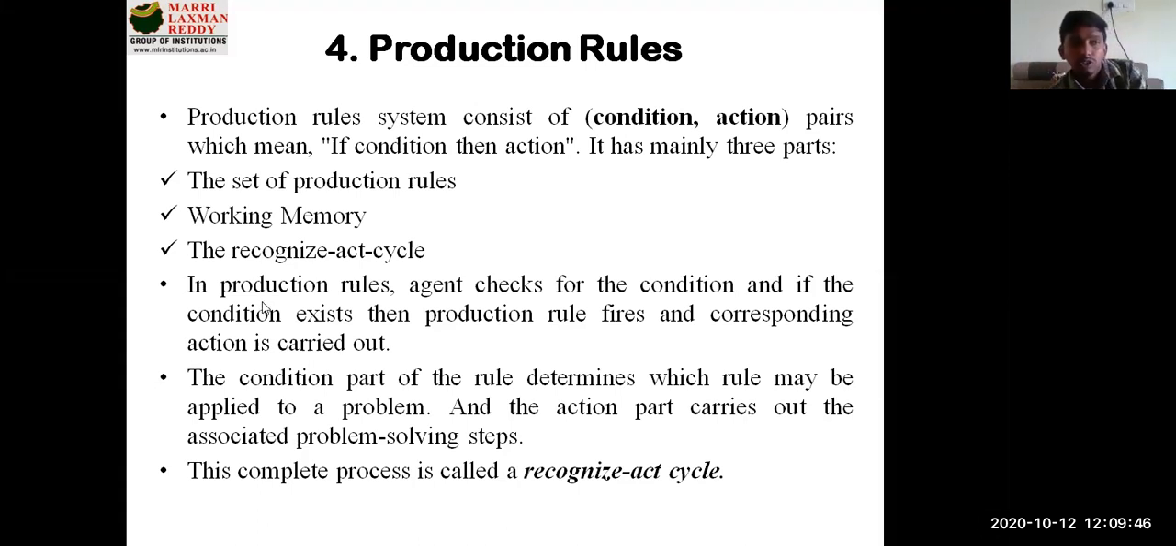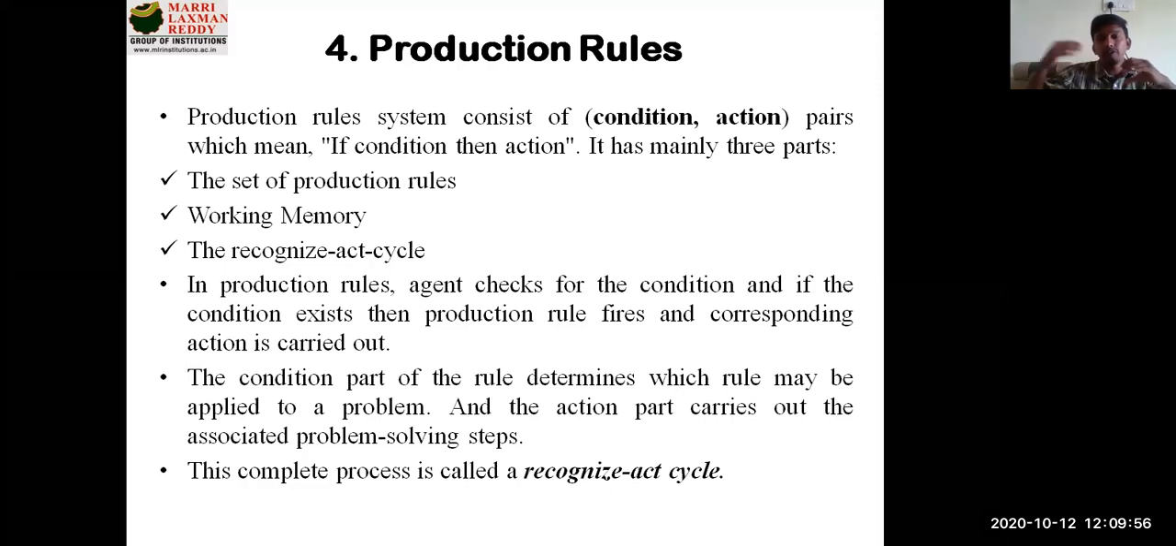In production rules, the agent checks for the condition, and if the condition exists, then the production rule fires and the corresponding action is carried out. It will check the condition, and accordingly it will react to the given scenario. The condition part of the rule determines which rule may be applied to the given problem, and the action part carries out the associated problem-solving step.